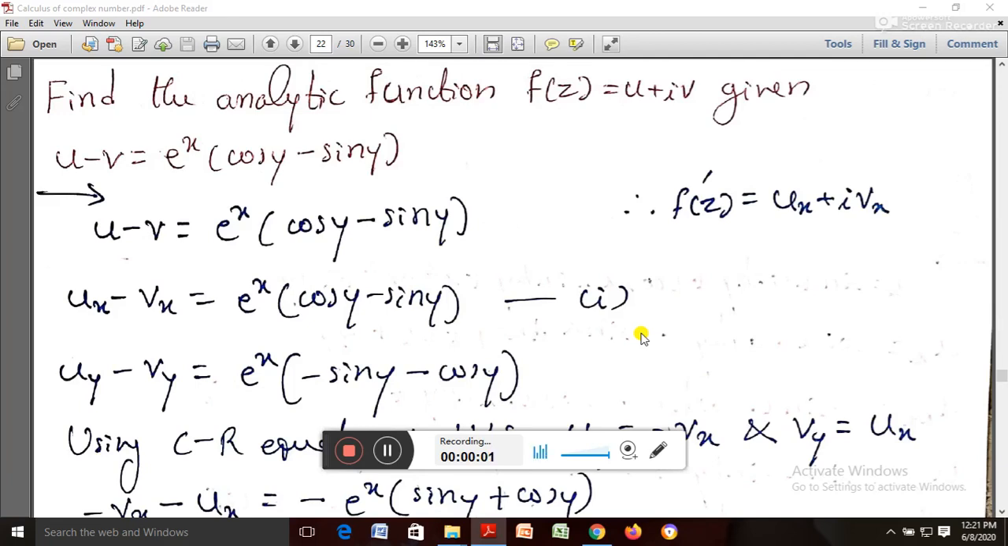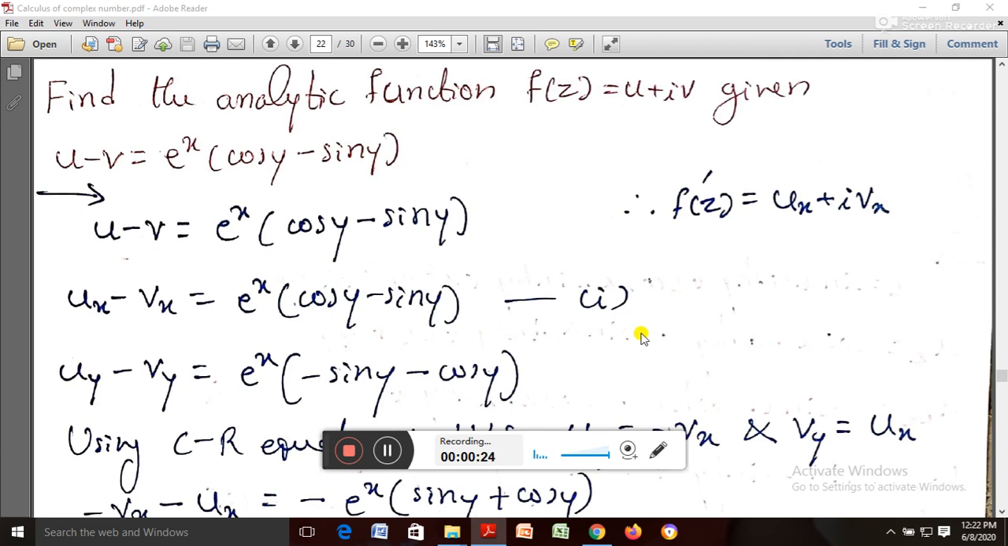Dear student, in this video, we learn the example on type 3. Type 3 means that u minus v or u plus v is given. Such types of examples we can solve to find the analytic function. So already you know the analytic function: if it obeys the CR equation, it is an analytic function.